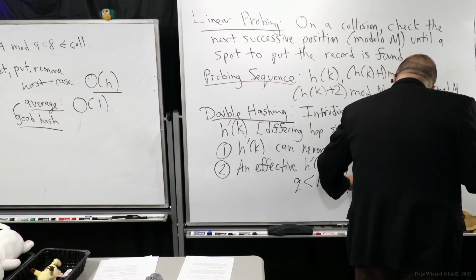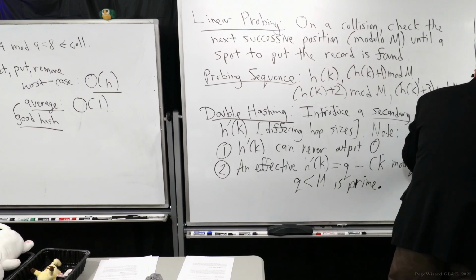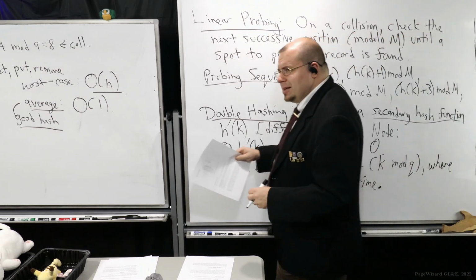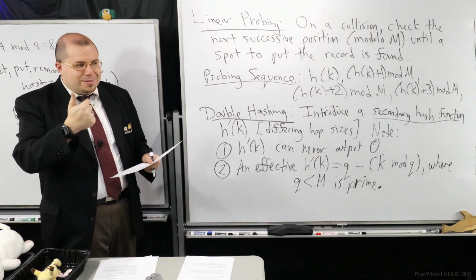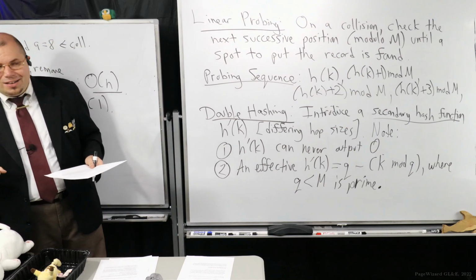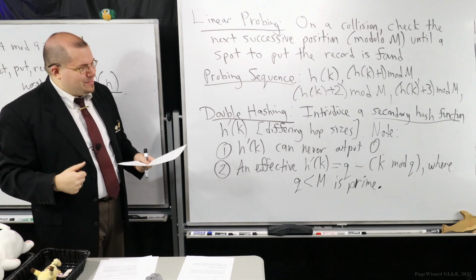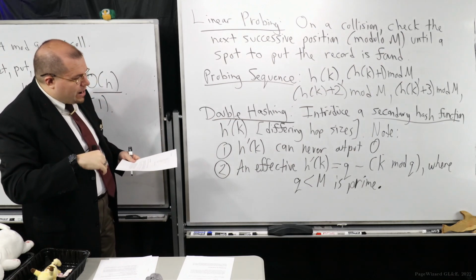If you've never heard of a prime number before, it's a number where the number of divisors it has is exactly 2: 1 and the number itself. Sorry, I'm getting very excited here. I just got to calm down. So this is a very common one to use as a secondary hash function.